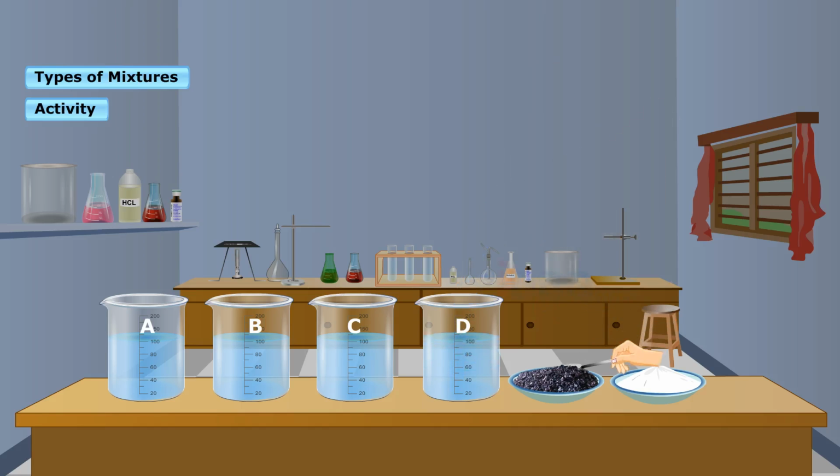Put 1 full spatula of potassium permanganate in the beaker A. Put 2 full spatulas of potassium permanganate in the beaker B. Put 2 different ratios of potassium permanganate and salt in the beakers C and D. Thoroughly stir all the liquids in all the beakers.